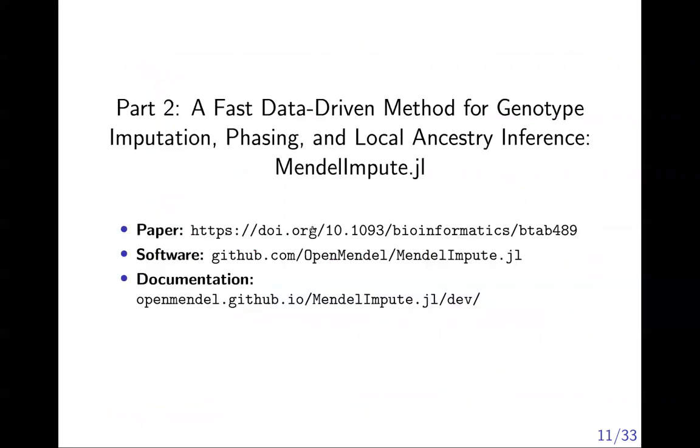So now I guess we will go on to the second project, unless there are more questions. The second project is about imputation, genotype imputation and phasing, and ancestry inference. The paper was published in Bioinformatics, and the software that accompanies it is here, and the documentation is here.